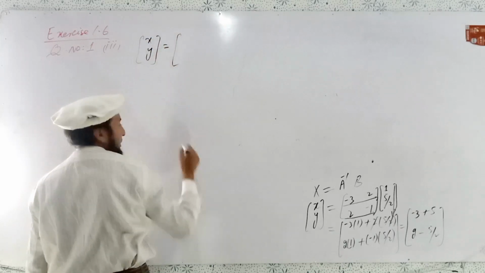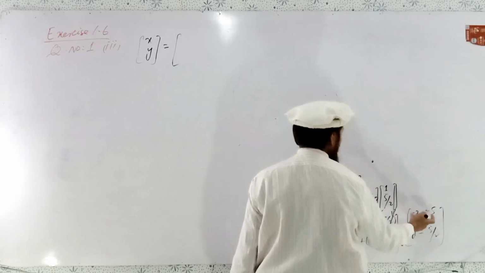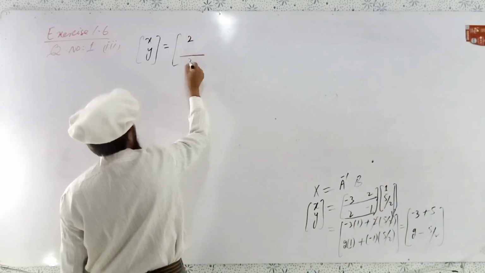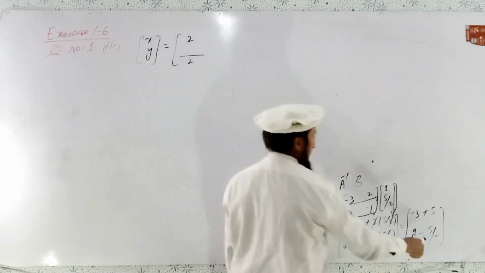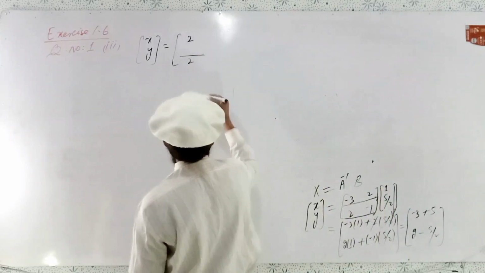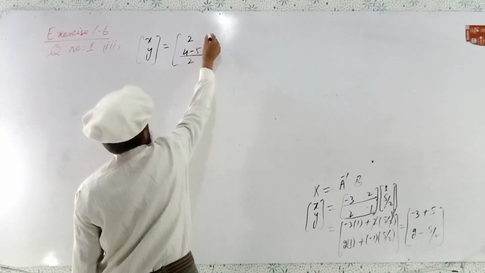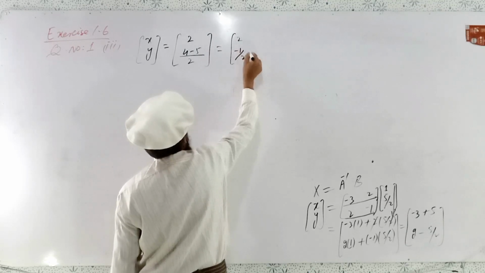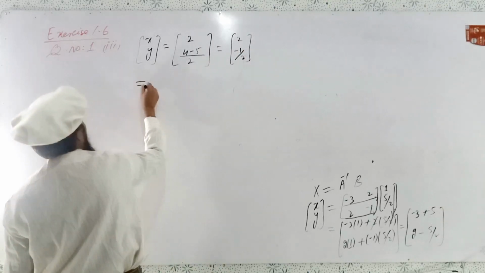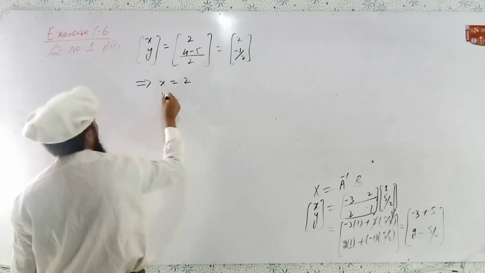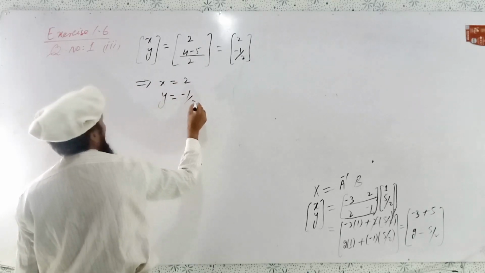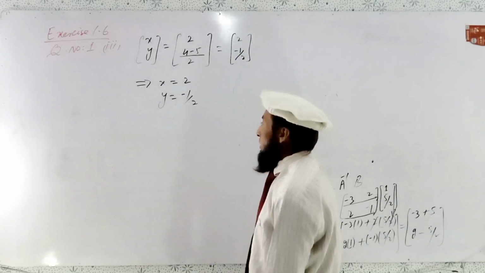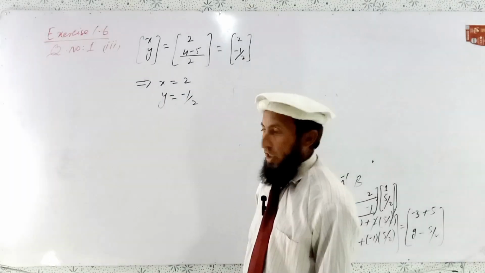Is equal to, now we subtract this one, minus 3 plus 2, we get 2, and here we take 2 as the LCM. 2 multiplied by 2, we get the answer 4, 4 minus 5, and 2, and minus 1 divided by 2, means that here x is equal to 2 and y is equal to minus 1 over 2. This is the solution of the unknown variables by the inversion method.